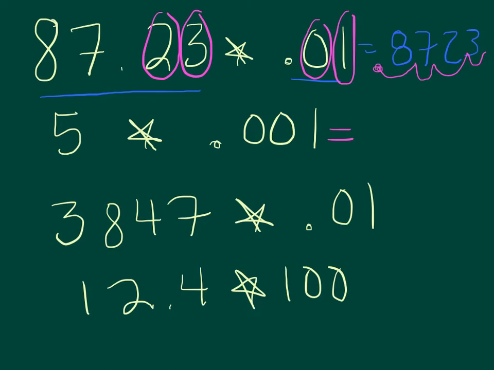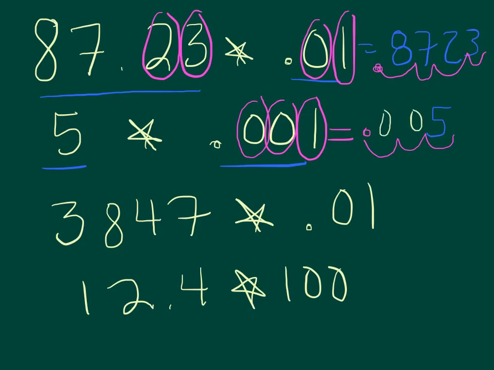Here I'm going to have 5 times 1, so that's just plain old 5, which is awesome. And then again, I counted the number of digits behind my decimal. 1, 2, 3. I have these 2 empty spaces here. I'm going to have to add 2 zeros. Next one. 3847 times 1. 3847. Then I have 2 numbers behind the decimal.